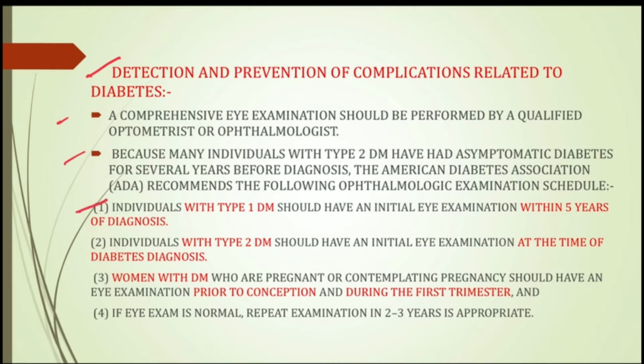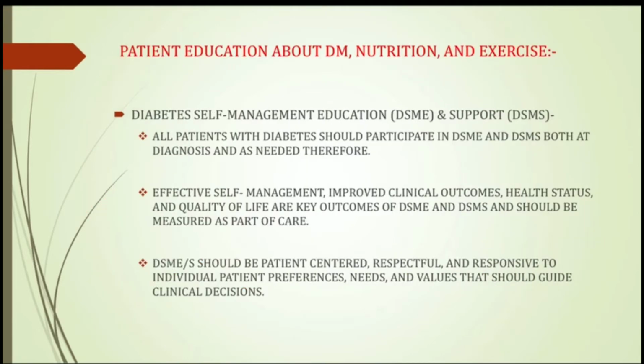An individual with type 1 diabetes mellitus should have an initial eye examination within 5 years of diagnosis. And an individual with type 2 diabetes mellitus should have an initial eye examination at the time of diagnosis. Women with diabetes mellitus who are pregnant or expecting pregnancy should have an eye examination prior to conception and during the first trimester. And if the eye exam is normal, then repeating the examination in 2 to 3 years is appropriate.